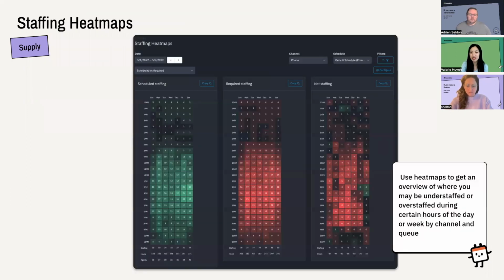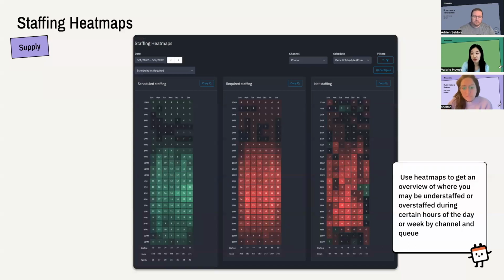All right, so next up, we have staffing heat maps, which also cover the supply side of the framework that Adrian discussed. It's a really great way to see staffing down to an interval level without looking at each day individually.